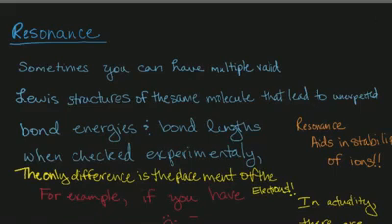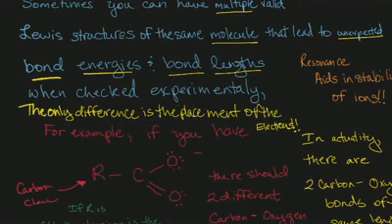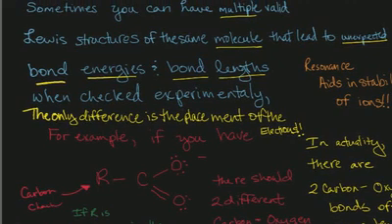Today we're going to look at the concept of resonance. What is resonance? Well, sometimes when you're drawing Lewis structures, you can have multiple valid Lewis structures of the same molecule. Well, when we have these multiple Lewis structures, they lead to unexpected bond energies and bond lengths, right? We know the length of a single bond and a double bond between a carbon and oxygen, for instance.